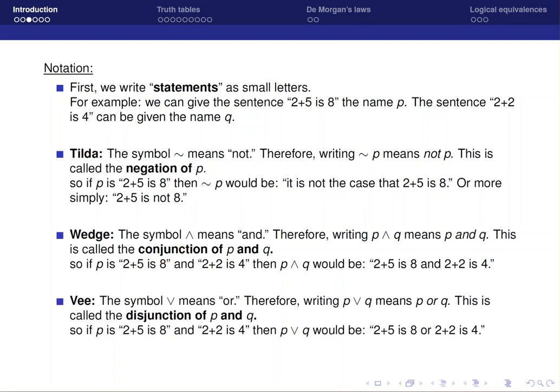And finally, the V symbol. That will be the word or. So writing p V q means the same thing as p or q. So we have two statements with an or in the middle. Or statements can also be called disjunctions. So when I say the disjunction of p and q, I'm talking about p or q.